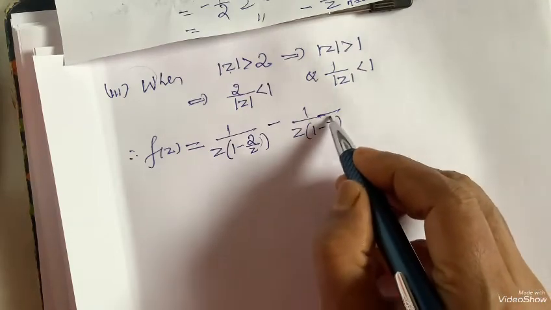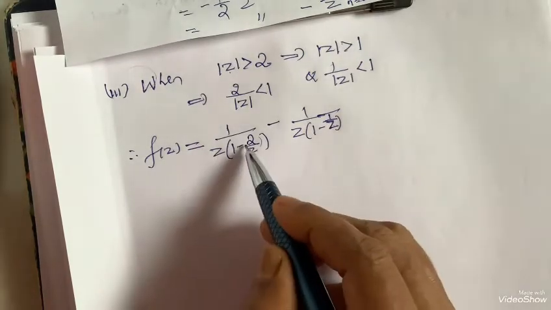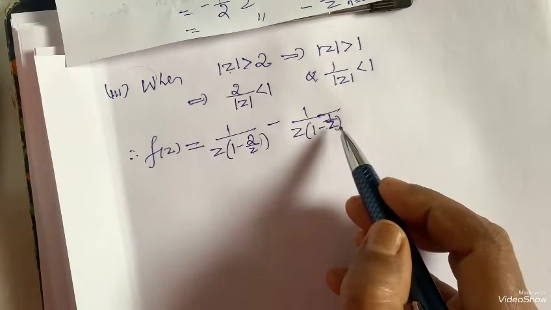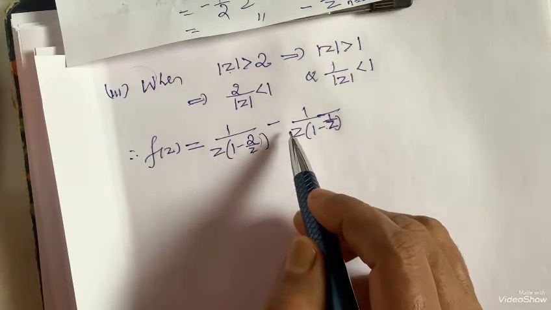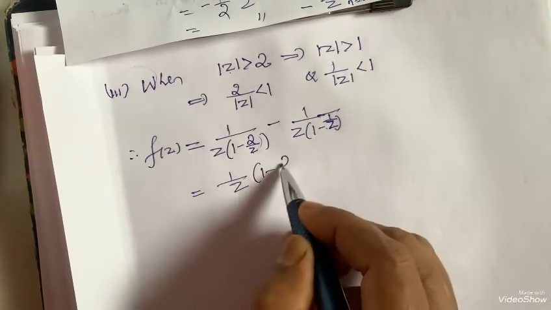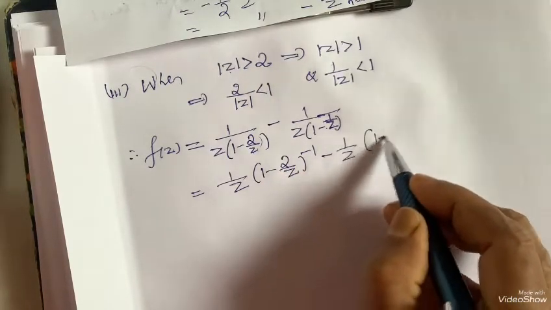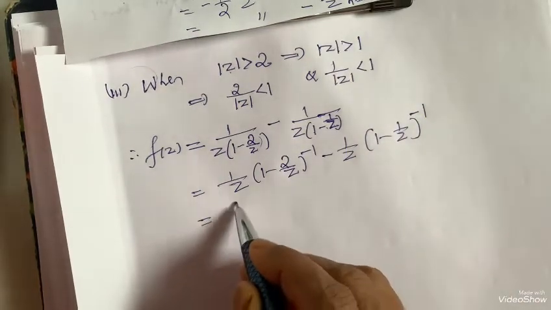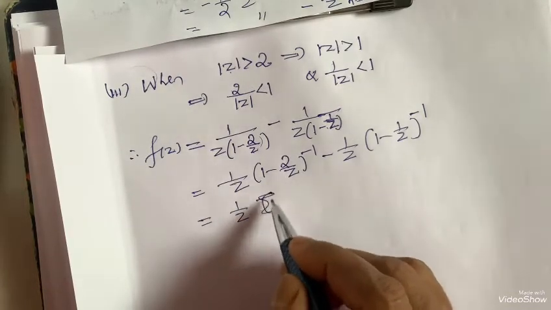Sorry, 1 minus 1 by z. Okay, 1 minus 1 by z here. So that this is also less than 1, this is also less than 1. So you have to expand it. So I told already that in 1 minus x or 1 plus x, if x is not less than 1, you have to convert. Okay, therefore this is 1 by z, 1 minus 2 by z raised to minus 1, minus 1 upon z, 1 minus 1 by z raised to minus 1. So this is 1 by z summation, or you can expand it. Okay, I will expand that.